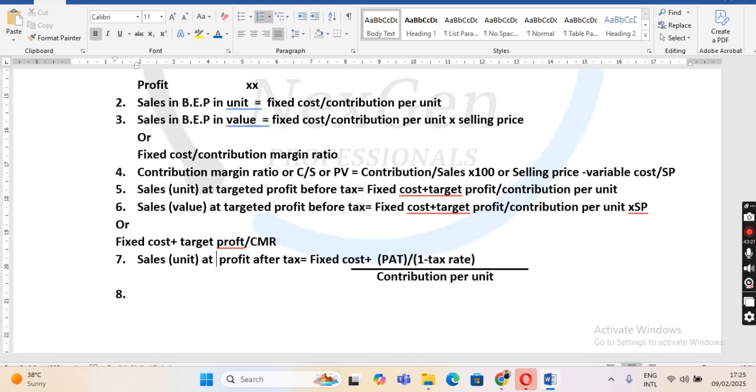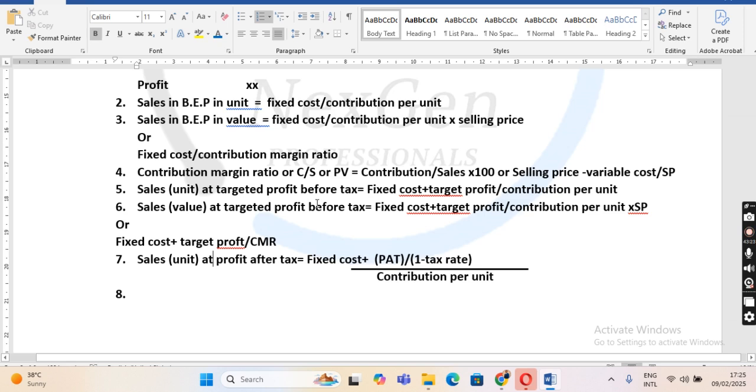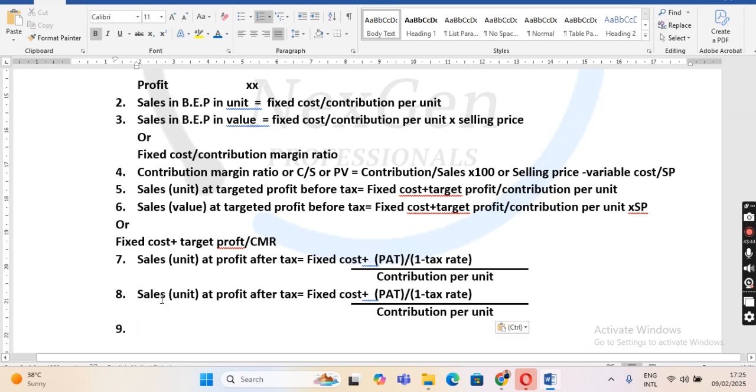Let me use profit after tax. At profit after tax, they'll say what would be the sales in units at profit after tax. What it means is, how many units am I going to sell if my profit after tax is this? They want to make a decision based on that. So let's quickly look at the value. Don't forget that all these formulas are meant for a single product. We started with a single product. Now, if it is in value, let me change this to value.